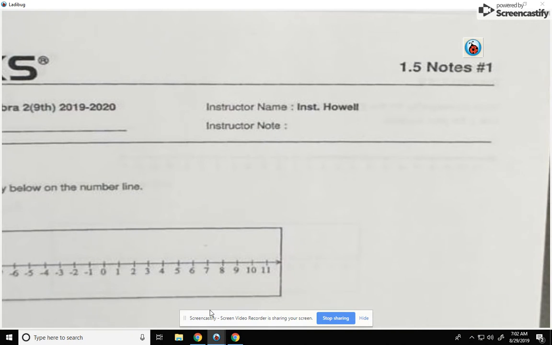Okay, this is the notes for 1.5, solving and graphing absolute value inequalities.